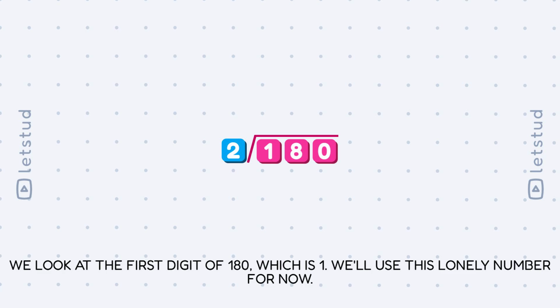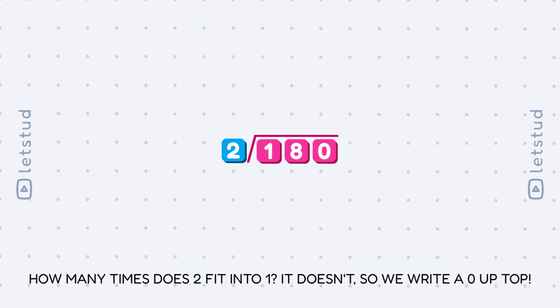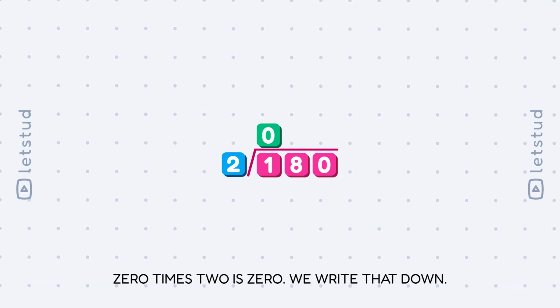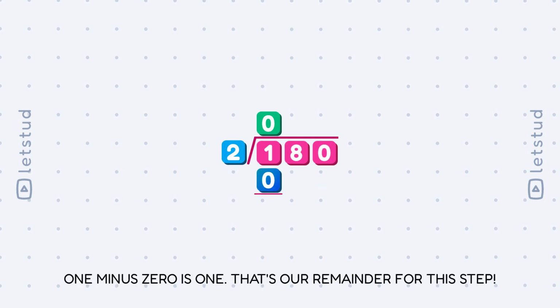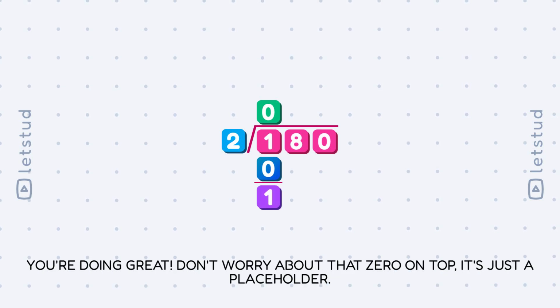We look at the first digit of 180, which is 1. We'll use this lonely number for now. How many times does 2 fit into 1? It doesn't, so we write a 0 up top. 0 times 2 is 0, we write that down. 1 minus 0 is 1, that's our remainder for this step. You're doing great, don't worry about that 0 on top, it's just a placeholder.